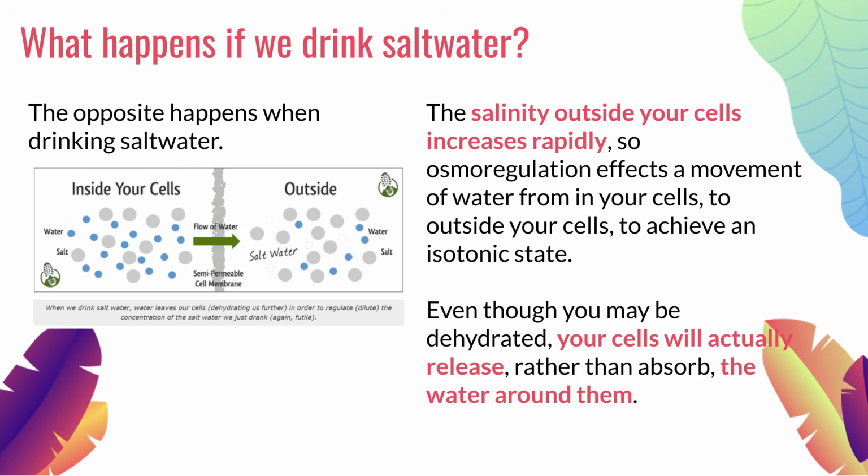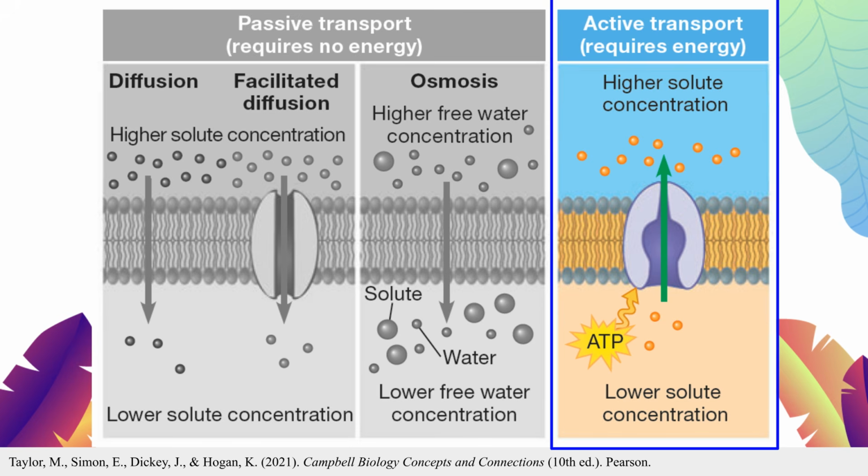The opposite problem occurs when drinking salt water. When salt water is consumed, the concentration outside the cells increases. Water then moves out of the cells, causing them to shrink, even if the body is dehydrated. This explains why drinking seawater worsens dehydration. The next type of transport mechanism is active transport.